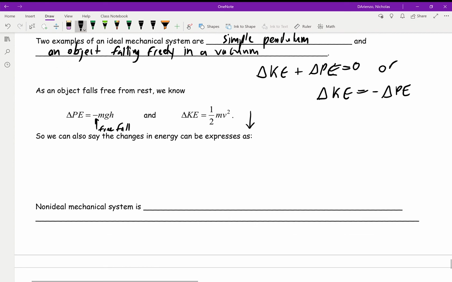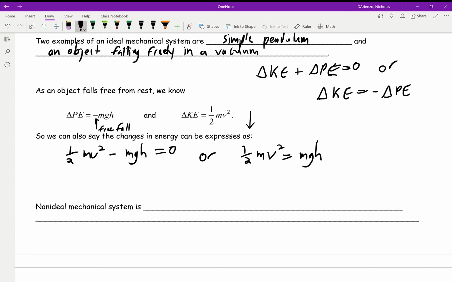So we can also move this around a little bit and combine these together, and we can say that 1/2 mv squared minus mgh equals 0. Or 1/2 mv squared equals mg delta h, or mgh. Showing that our conversion between kinetic energy and potential energy is the same.